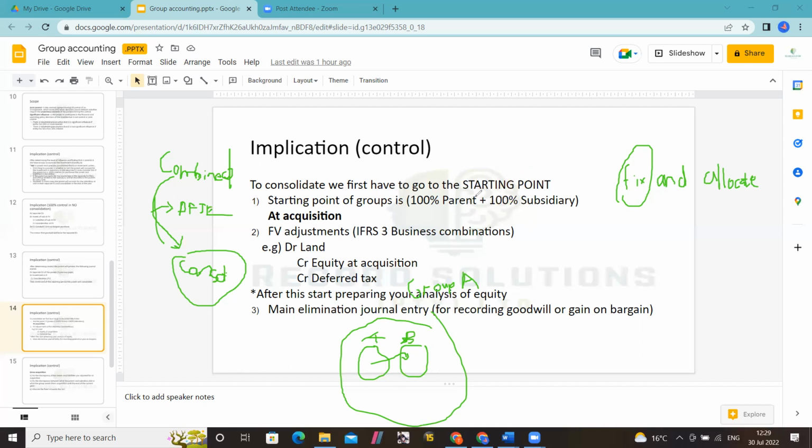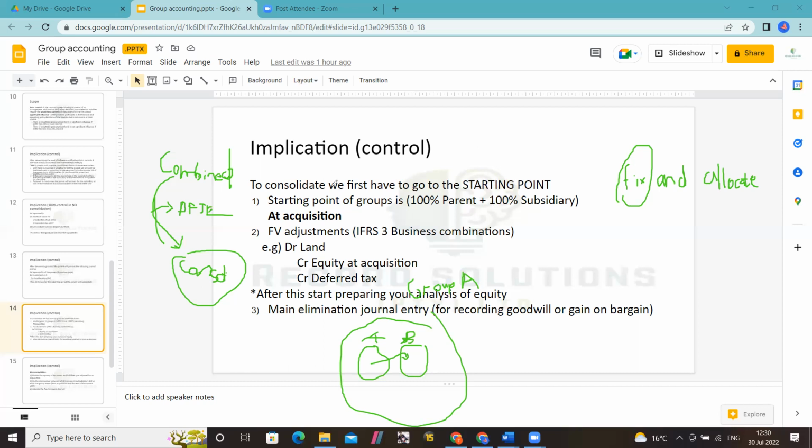So it's very important to know the starting point, that you're adding 100% of the subsidiary. And as you go on, you're going to fix, right? Now, starting point, like I said, this is the combine. And do you see that these combined journal entries, the starting point, you don't see anywhere? Why don't you see it anywhere?